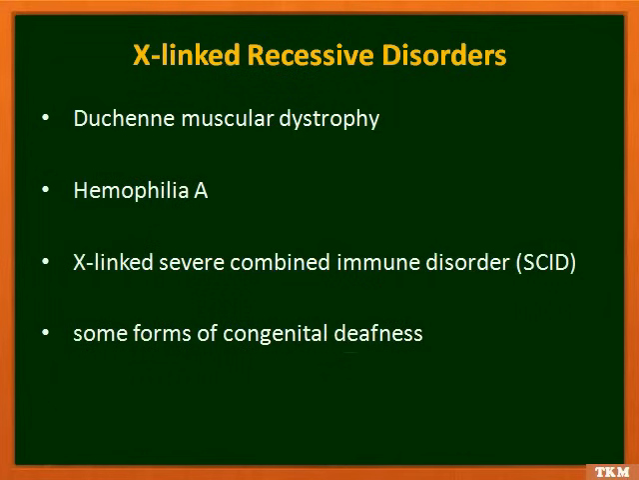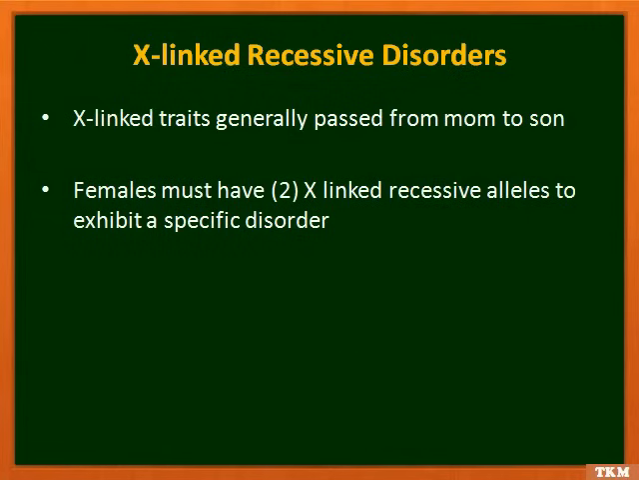These are the examples of X-linked recessive disorders: muscular dystrophy, hemophilia, severe combined immune disorder, and some forms of congenital deafness. So a few points to keep in mind. X-linked traits generally pass from mom to son. Females must have two X-linked recessive alleles to exhibit a specific disorder. If females have only one X-linked recessive allele that is not working properly, the female will be a carrier. And if the father has X-linked recessive faulty gene, in that case the daughters will be carriers.